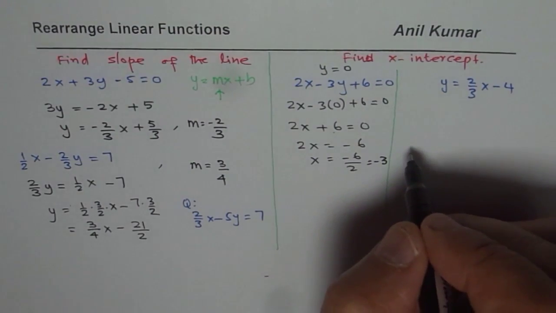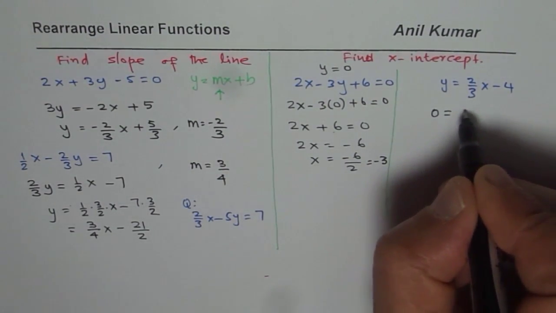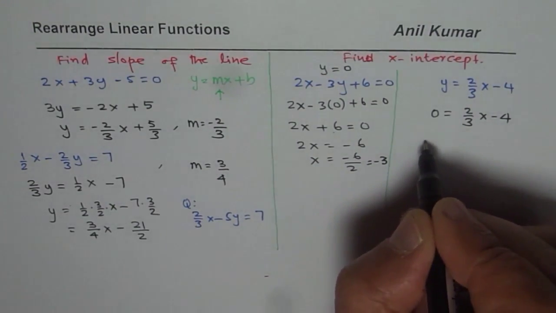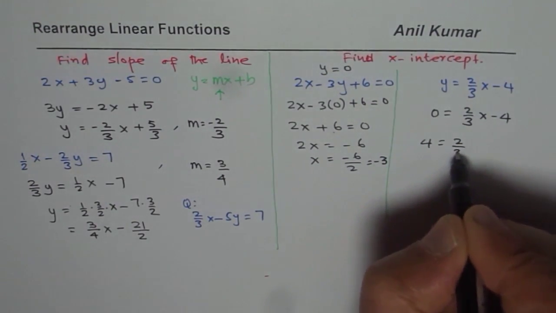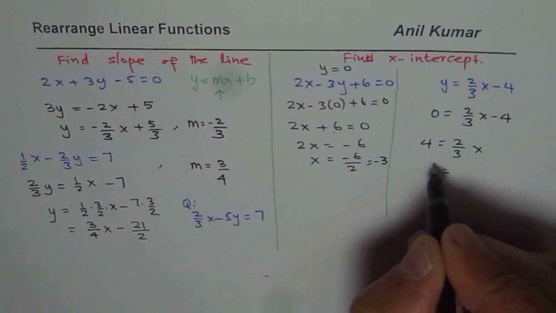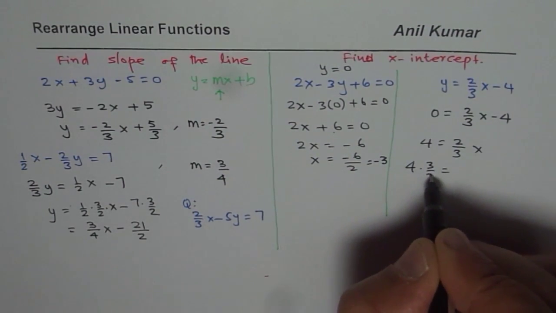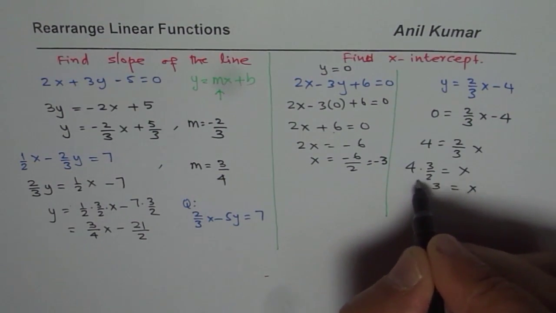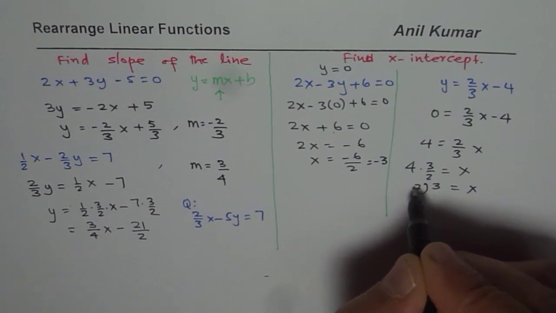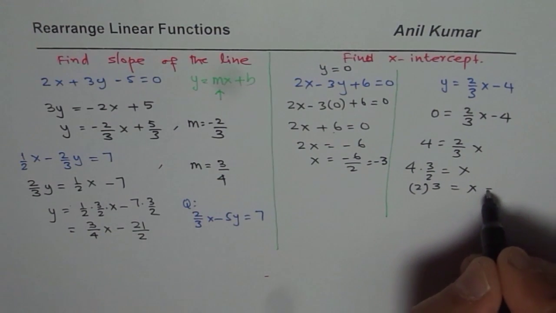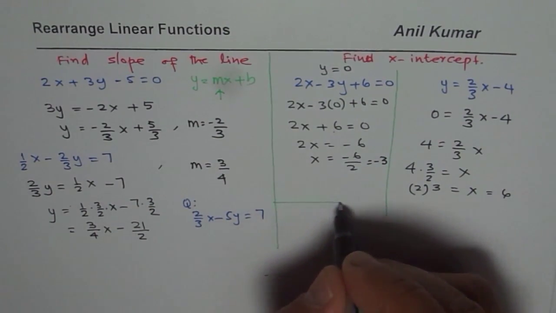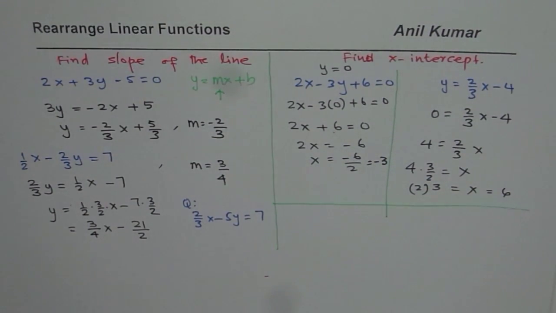In this particular case, I have to write y as 0. So I get 0 equals 2 over 3 x minus 4. Now bring 4 to the left side, so you get 4 equals 2 over 3 x. To find x, we could multiply 4 by 3 over 2, right? That is x. So the x-intercept in this case is, that goes 2 times, so 3 times 2, right? So 6. So the x-intercept is 6 in this particular case. So that is how you could find the x-intercept of a line by rearranging. Do you get the idea?